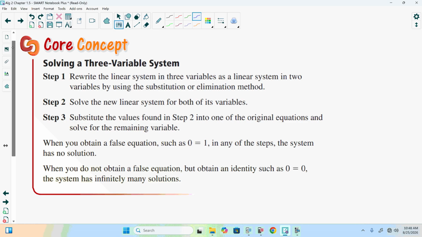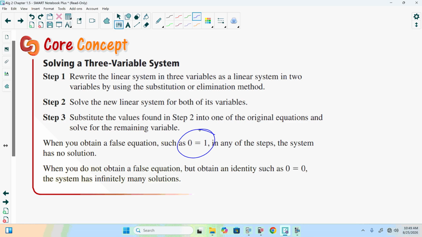If we obtain a false statement at any point, like 0 equals 1, 0 equals negative 7, or 2 equals 5, an equation that is not true ever, it is no solution. We're done immediately. Because what that's saying is that two of the planes do not cross. They do not intersect. There's no solution for those two. And again, for us to have a solution, all three must cross. All three must intersect. So if two of them don't, it doesn't matter what the third one's doing. There is no solution because they don't cross.